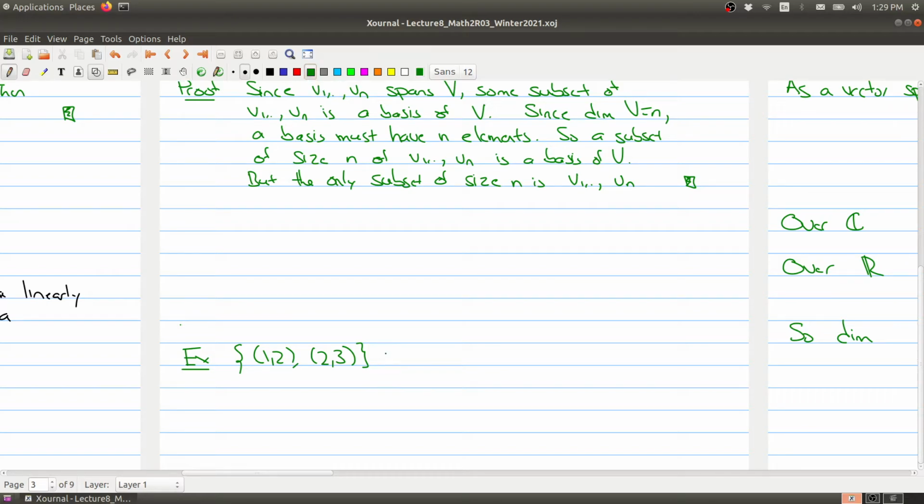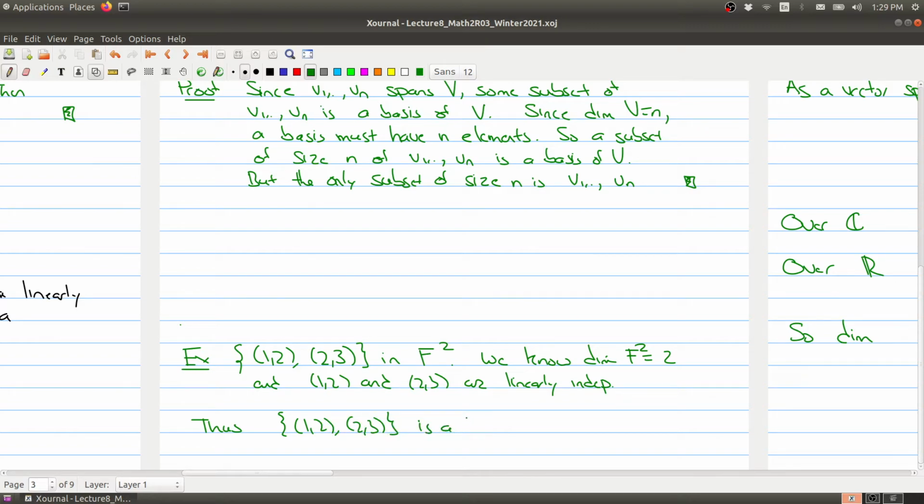Here are two vectors inside of F^2, okay? And we know that the dimension of F^2 is 2, that's what we talked about before, and (1, 2) and (2, 3) are linearly independent. That's straightforward to see because the second vector is not a multiple of the first vector. So I know without any further work that (1, 2), (2, 3) is a basis for F^2 by applying one of the previous results.